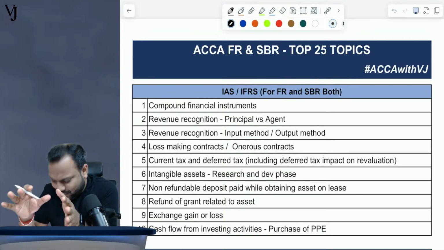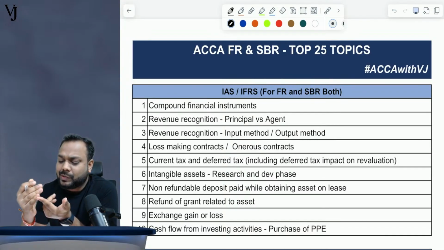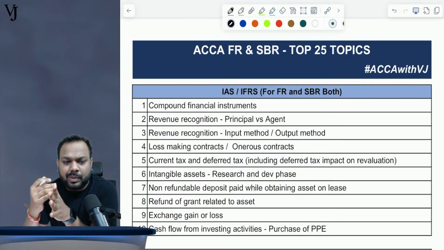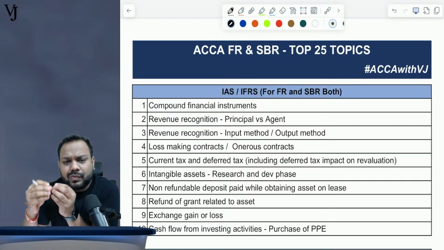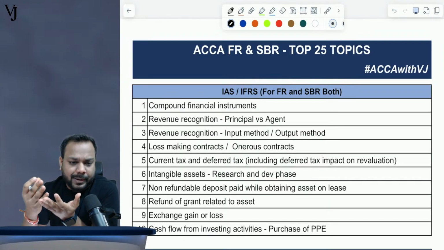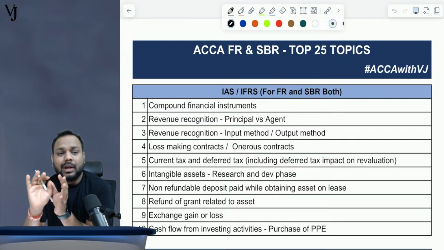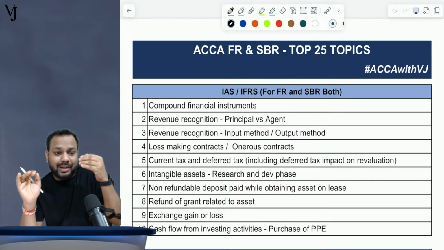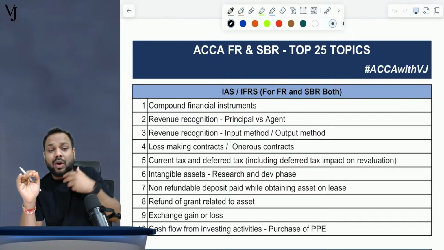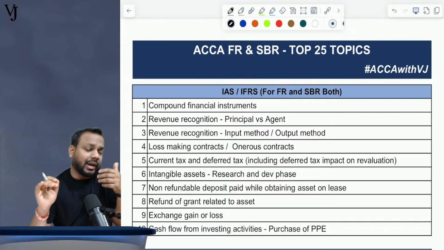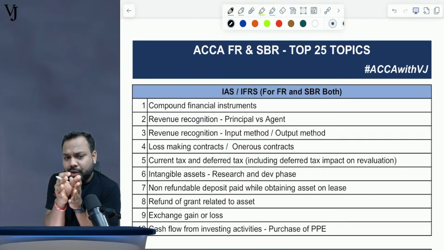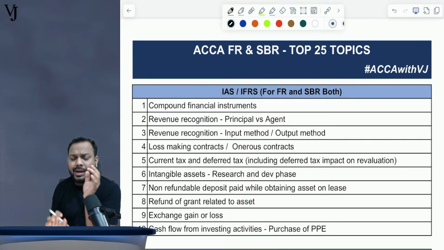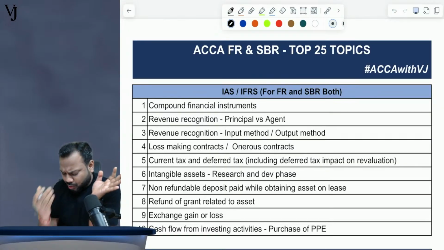Now what I have done is I have analyzed the past papers, the practice papers, the specimen papers of FR and SBR. What I found is there are a few small topics which we generally tend to forget. So I have taken up those topics which generally get repeated in the exam, or which we might miss, or which are critical for the exams, or which are complex for you to understand. I made a list of around 25 topics, but not exactly 25.